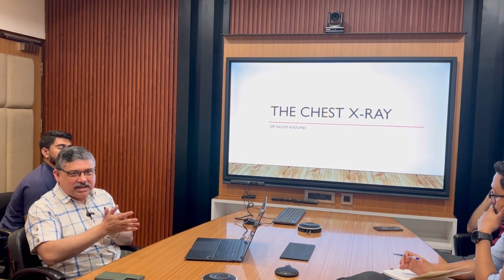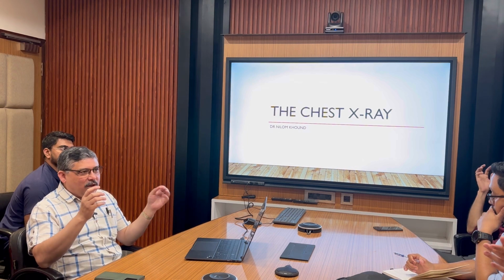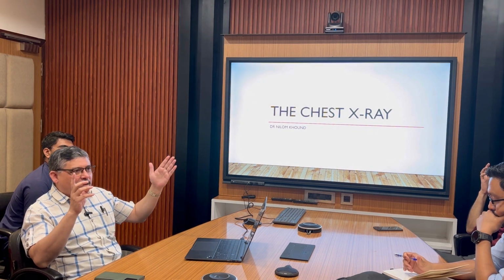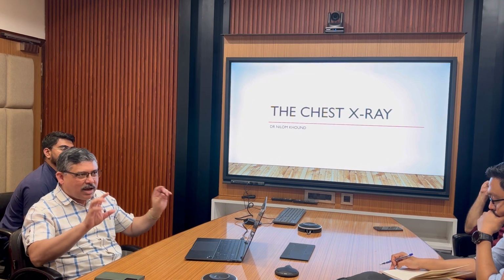What is an X-ray? X-ray is basically a light which you cannot see. So it is an electromagnetic wave. It lies between the gamma frequency and the ultraviolet frequency. Between that is the X-ray.